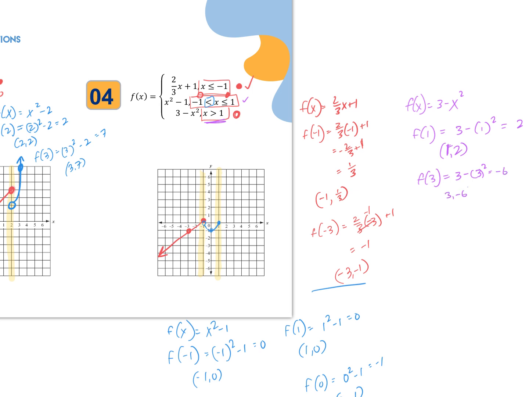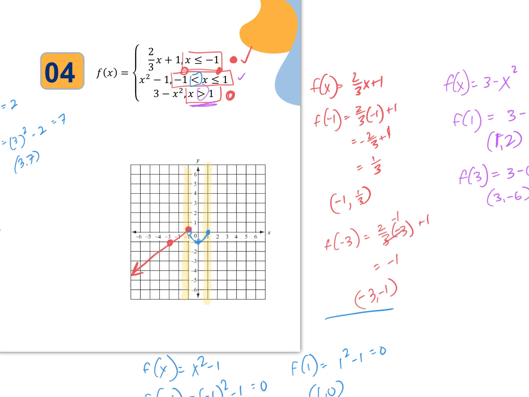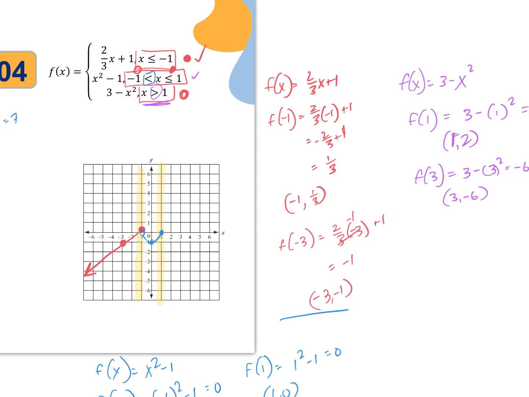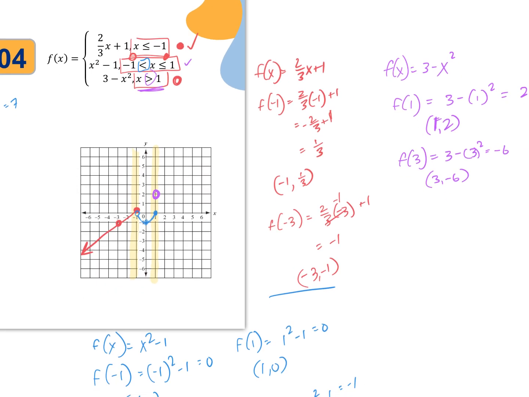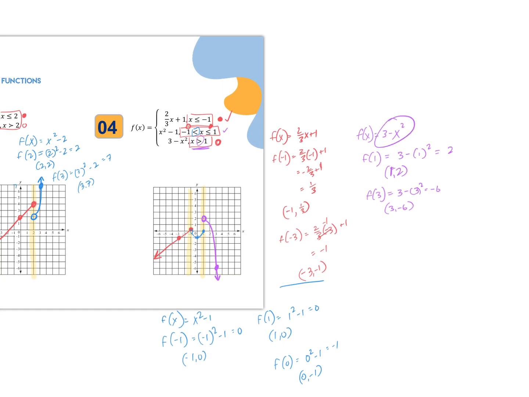So 3, negative 6. And so I come over to here, and it's going to be an open circle at the 1. So when x is 1, y is 2, open circle here. And then when x is 3, y is negative 6. And so my parabola looking thing is going to go that way. Again, I know it's a quadratic, so it's going to have some kind of curve to it in one direction or another. And so that's what my graph should look like.